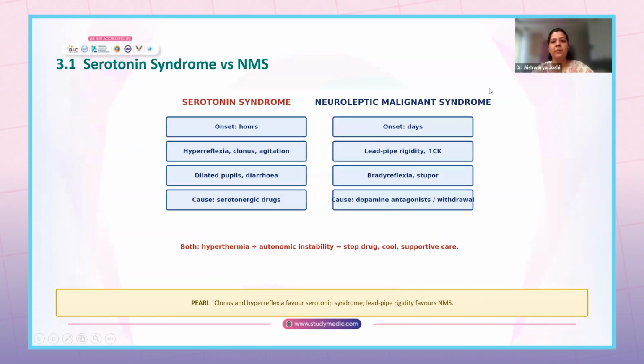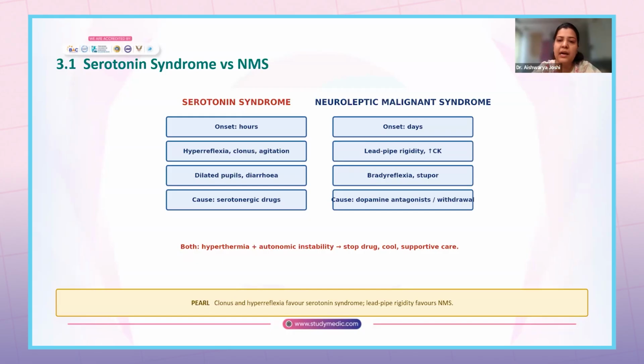Same thing put into a chart. We will here clearly see how to differentiate serotonin syndrome from neuroleptic malignant syndrome. Serotonin syndrome is due to serotonergic drugs. It starts in hours. It presents with hyperreflexia, clonus and agitation. There are dilated pupils with diarrhea, and SSRIs are the causative agents.